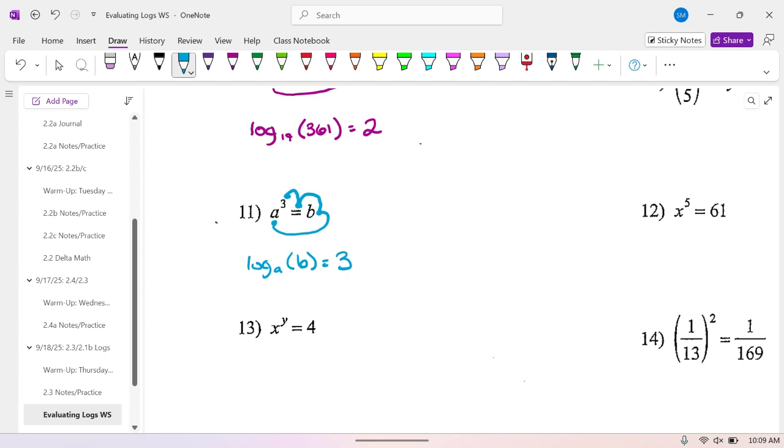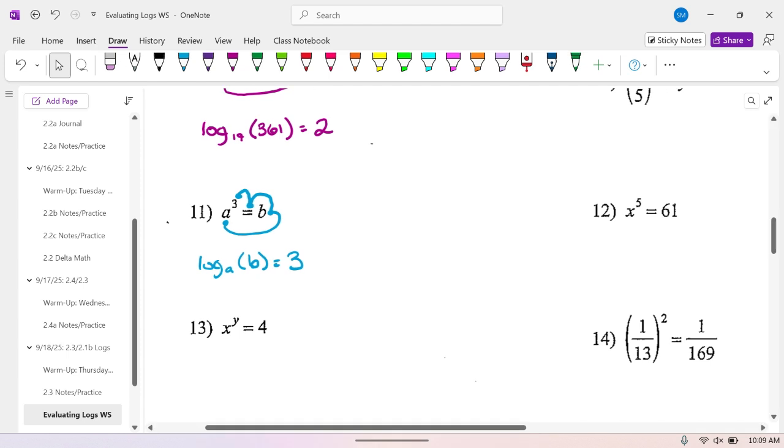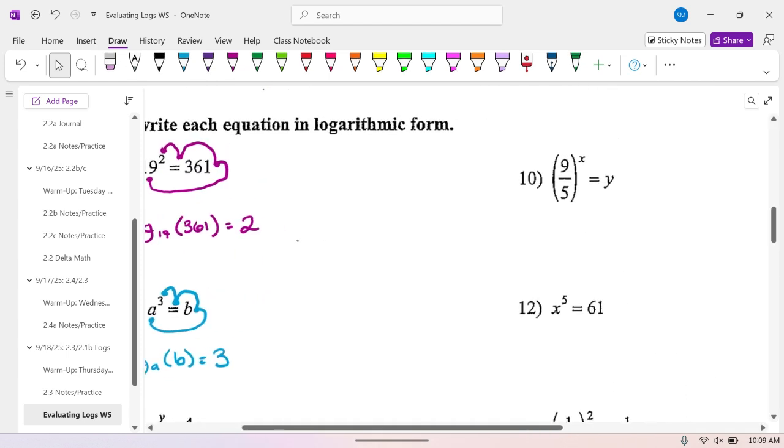So guys, if this was on the test and I asked you to convert between a log and an exponential, could you do it? Yes. Number 10? Sure. All right, so number 10.